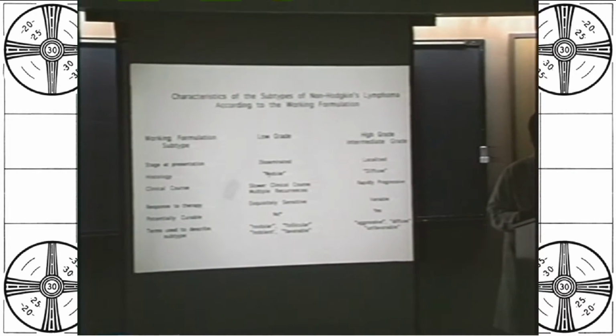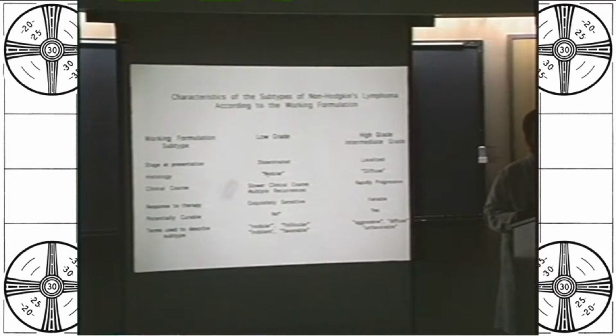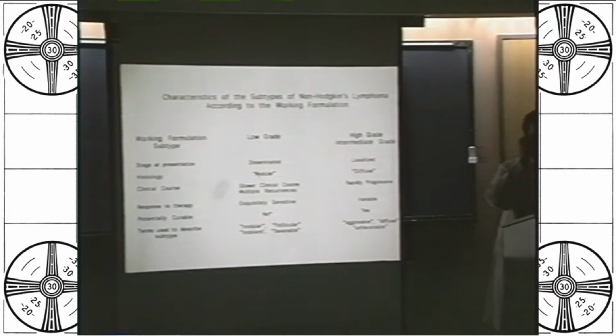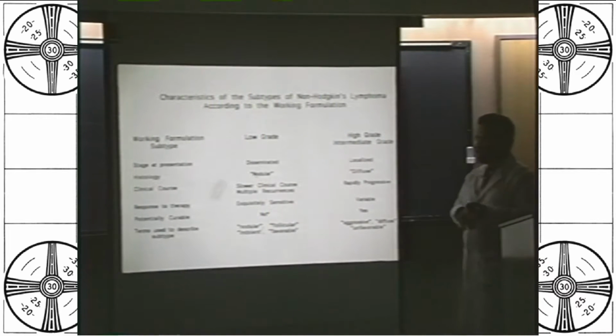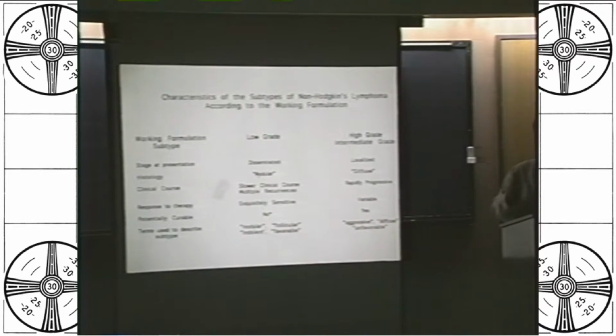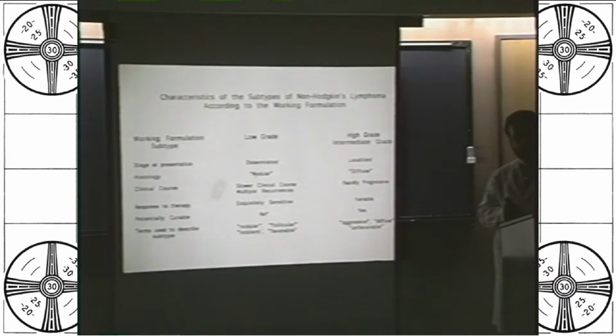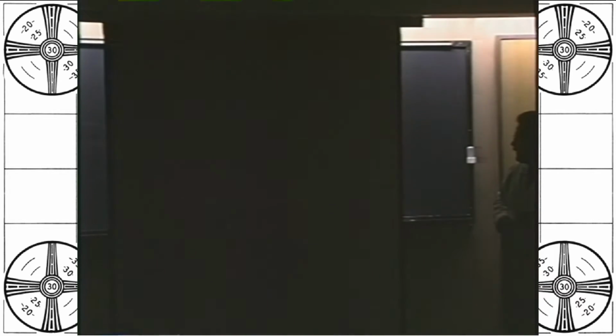When you do a staging, you do a bone marrow, even though his blood counts are normal, chemistry is normal, and the bone marrow is involved with lymphoma. Even though the counts are good and the patient feels right, it's the typical presentation of low-grade lymphomas. Okay? Patients with high-grade or intermediate grade, it's variable. You can have disseminated disease, but you have localized disease very often too.